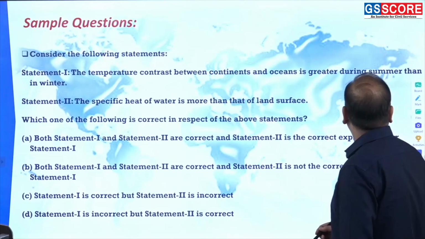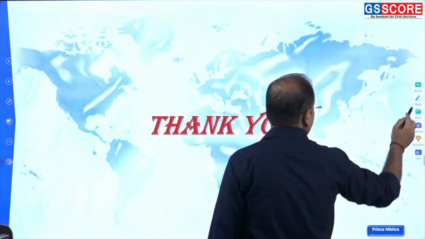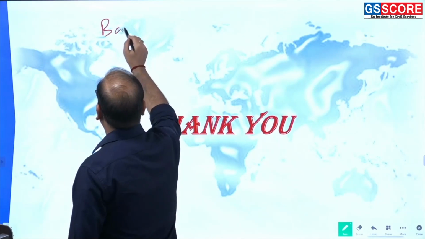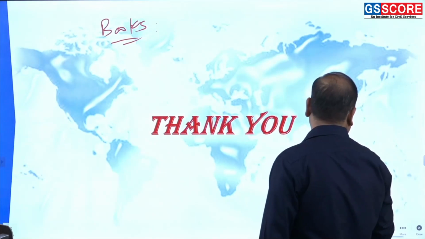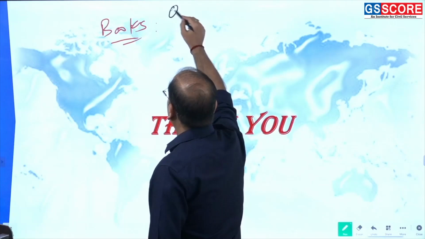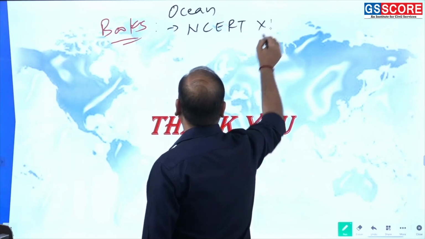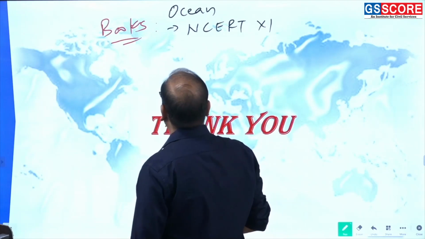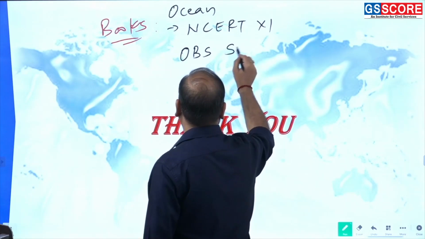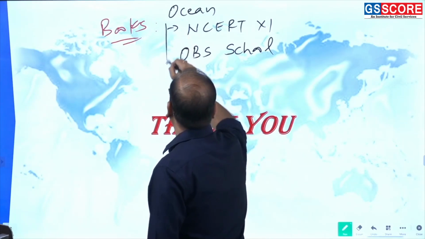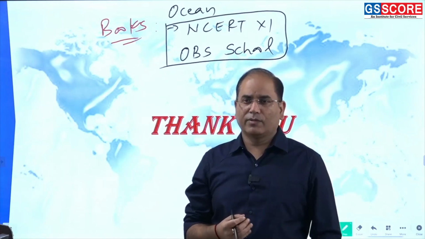Now, before concluding, let us look at the books that need to be referred. Again, for covering ocean, it is important for you to just go with the NCERT class 11th Fundamentals of Physical Geography. Other than this, Atlas. These two will be more than sufficient to develop a sound base to cover the majority of the topics.